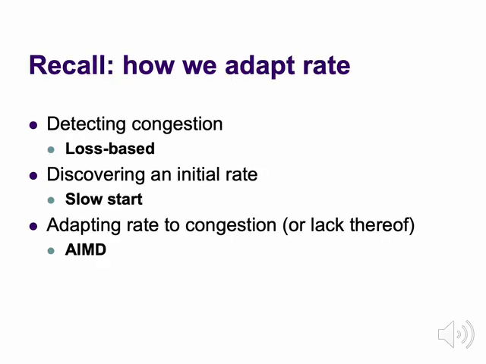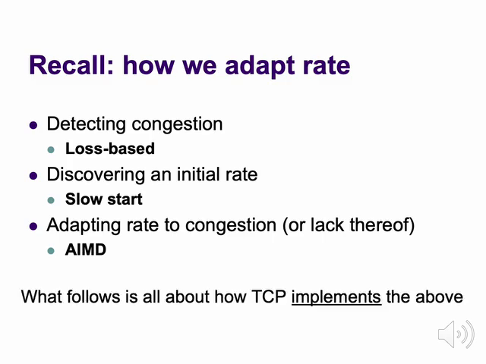Okay, so again, recalling, last time we said that the congestion control had three basic components to its design. There was how you detect congestion, which we said was going to be loss-based. There's how you discover your initial rate, for which we had slow start. Remember this idea of you start small and then you exponentially increase. And lastly, how you adapt your rate to congestion, these increase-decrease rules. And we talked last time at length about why AIMD, or additive increase, multiplicative decrease, is the correct approach. So what follows in all of our slides is really how TCP implements the above solutions.